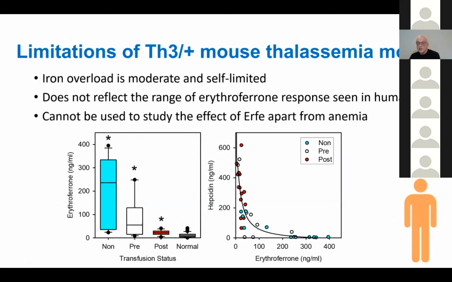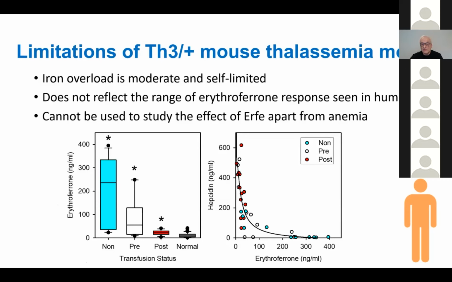So this model, the TH3 plus model, has some limitations. In these mice, unlike in humans, the iron overload is modest to moderate, and it is self-limited. So these mice become iron overloaded when they're 6 weeks old or so, and then after that, hepcidin rises, and after the age of 6 weeks, there is only very slow accumulation of iron.